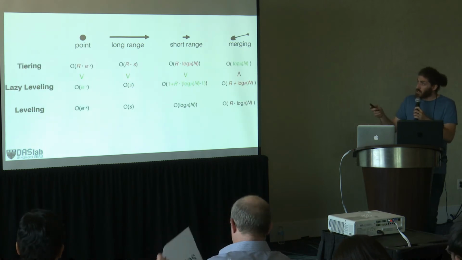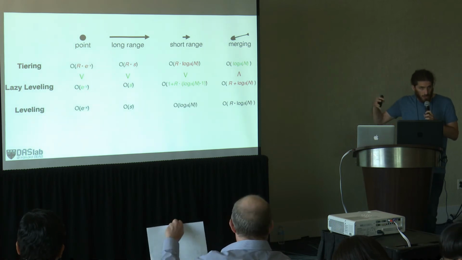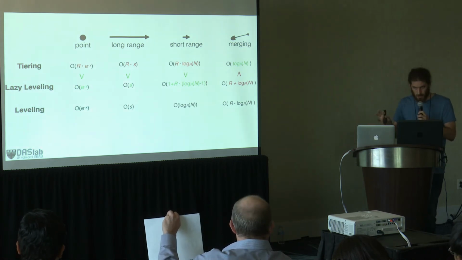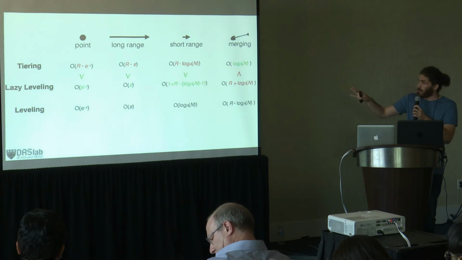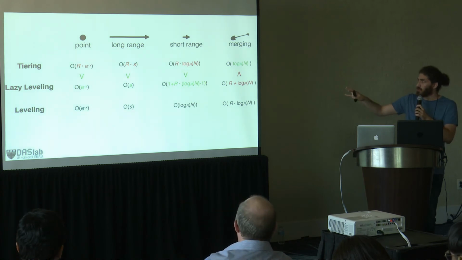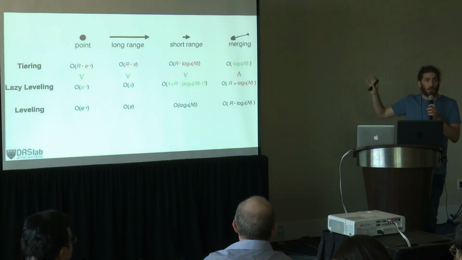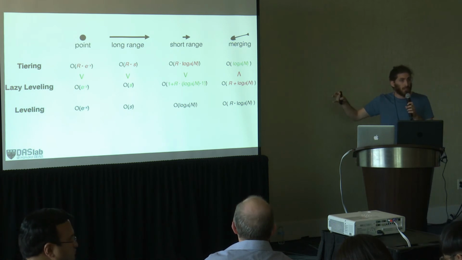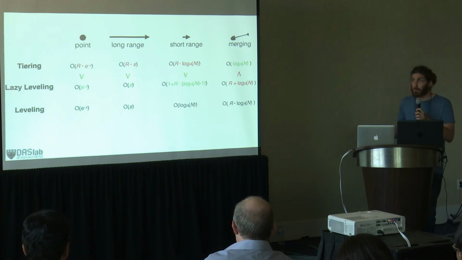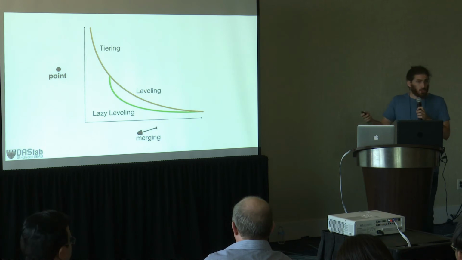We can also make the comparison to tiering. I didn't comprehensively analyze tiering in this talk, but the bounds for reads are all worse, whereas the bound for merging is slightly better because we're doing less merging at the largest level with tiering. Okay, so what does this mean?